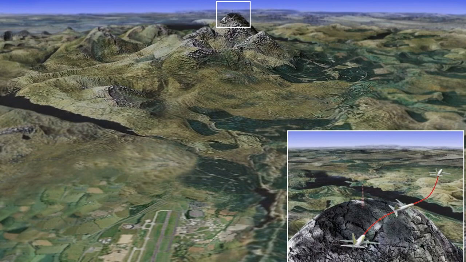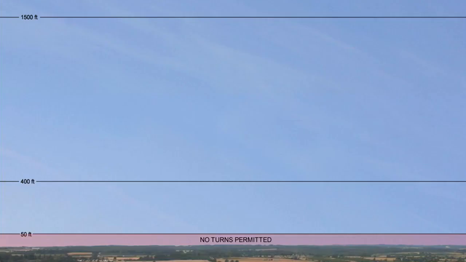Firstly, the aeroplane is not allowed to turn below a height of 50 feet or a height equivalent to half the wingspan. Thereafter, and up to a height of 400 feet, the aeroplane is not banked by more than 15 degrees, and from 400 feet, not banked by more than 25 degrees.